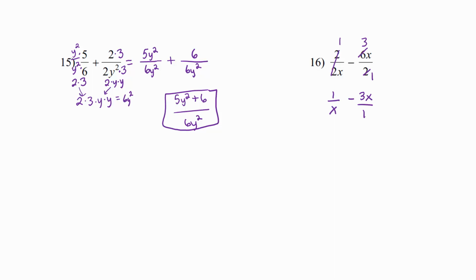If we have this, our common denominator is x, because we can just times this fraction by x to get an x on the bottom. So that gives us 1 over x minus 3x squared over x, which is just 1 minus 3x squared over x. Again, nothing cancels because they don't all three have something in common.